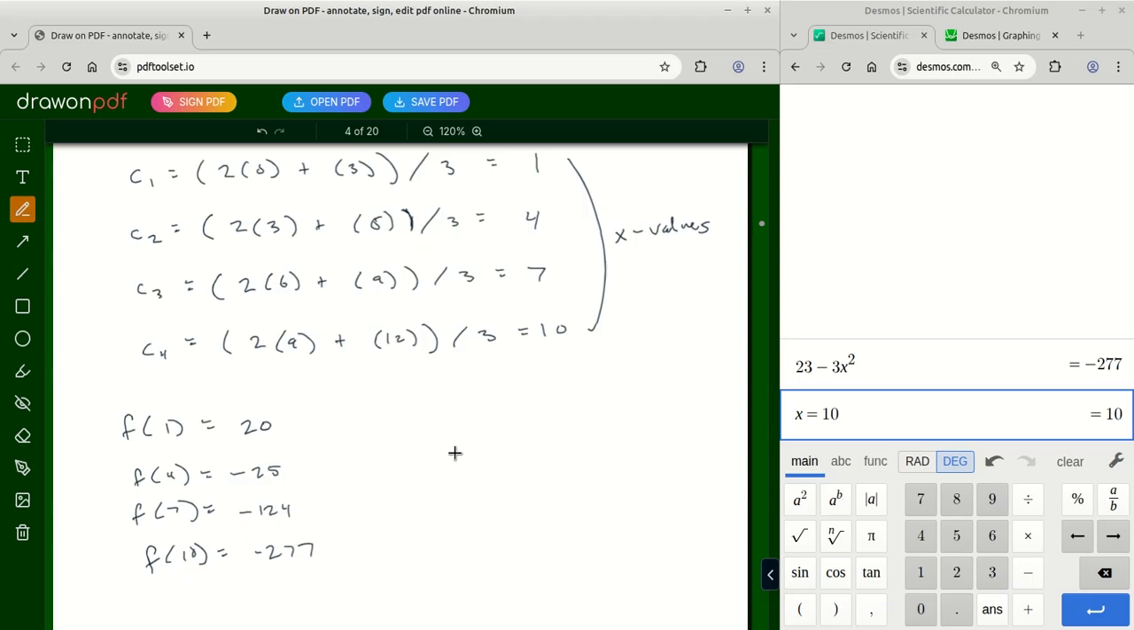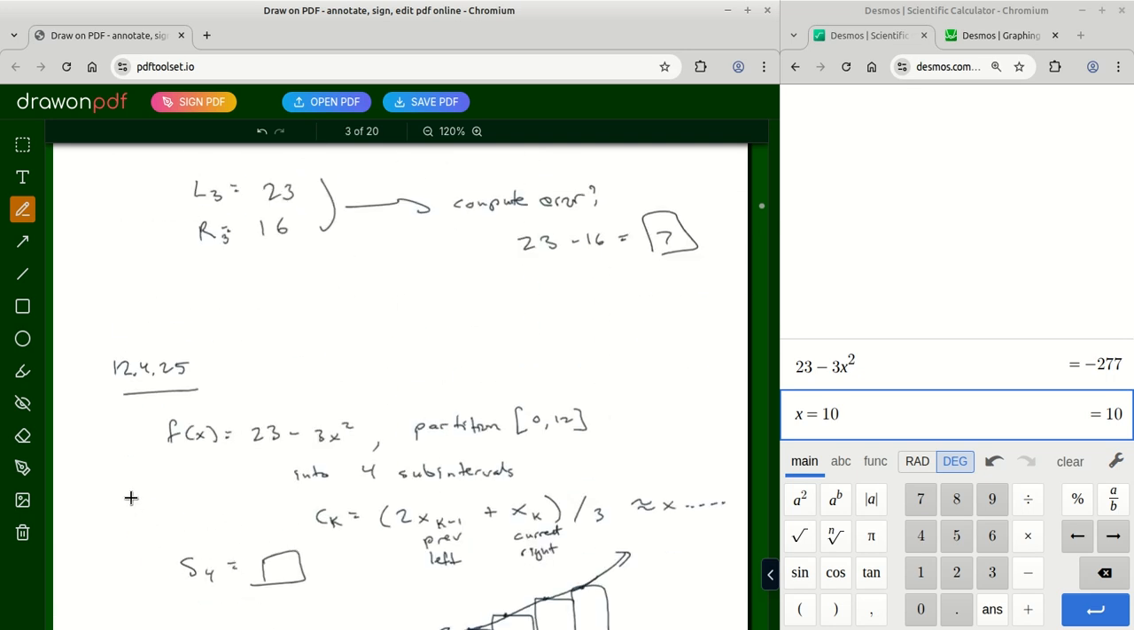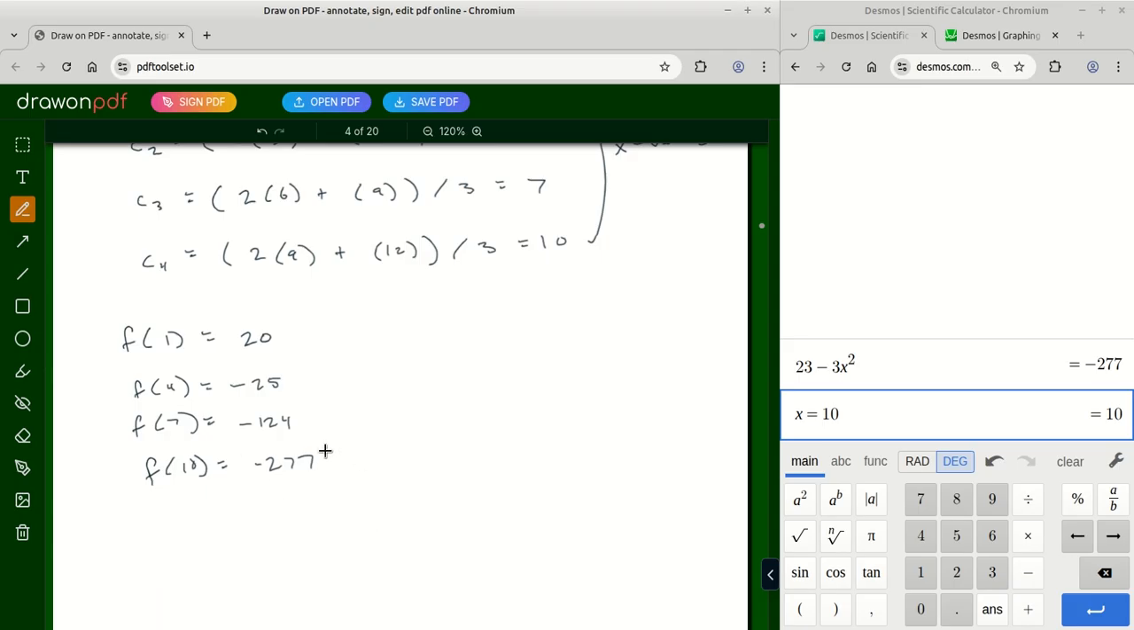So we have all our numbers. Now what do we do with these things? We add them all up. It said S4, sum of the 4. And so we're going to add all these things up. So here we go. I'm going to add them all up. Add them up. And so let's do that here.